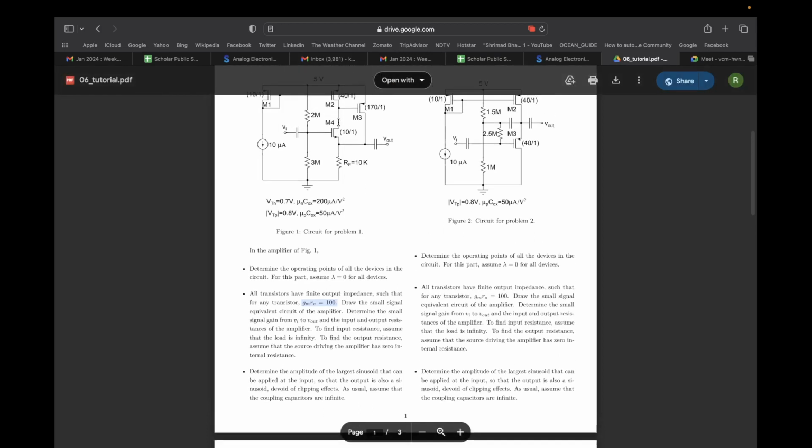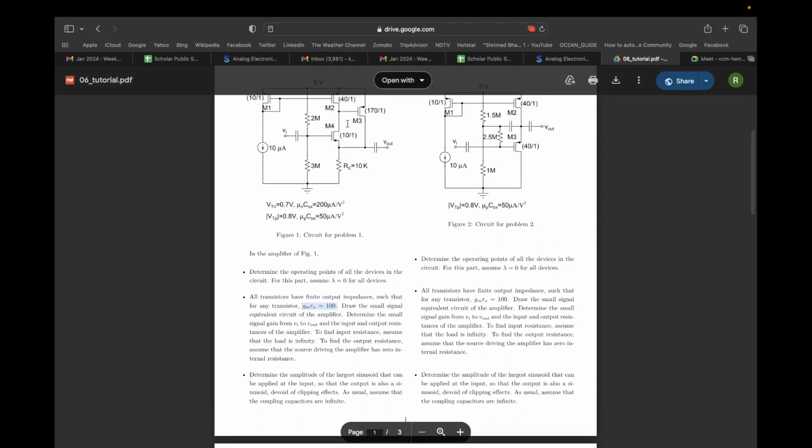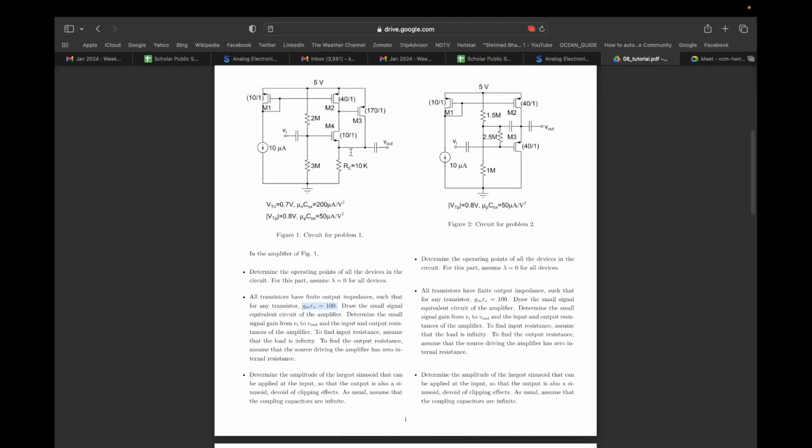So let's say you assume this transistor to have a transconductance of value GM. You put a resistance in parallel to this with a value of 100 by GM. That will just add one more element to your small signal model. In parallel to GM, you just add a resistor of 100 by GM, and then proceed with the circuit solving technique that you know.